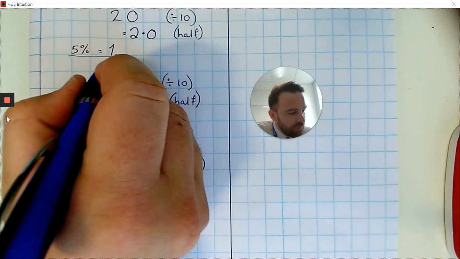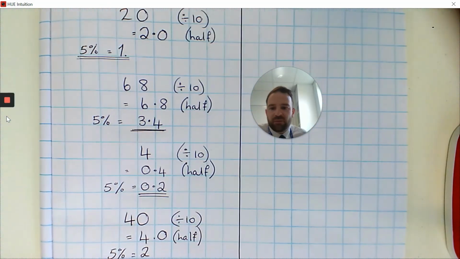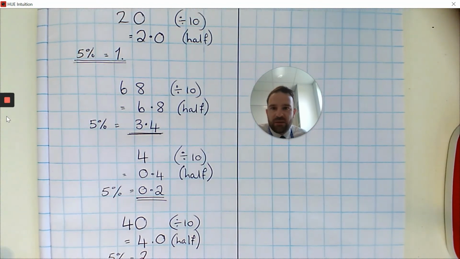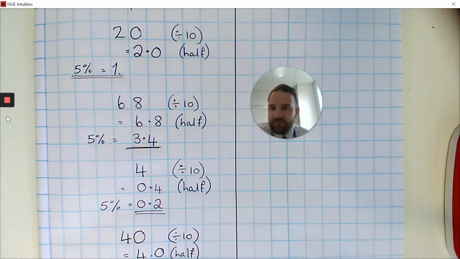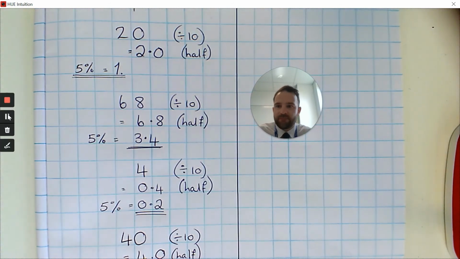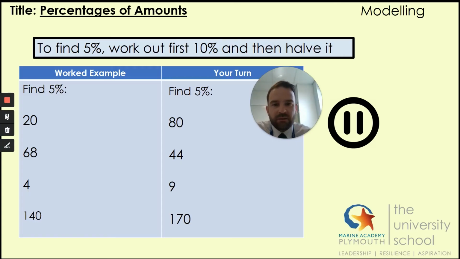Again, pause the video now if you'd like to copy down any of those examples with my steps next to it. And again, now it's your turn to find 5%, this time of 80, 44, 9, and 170. Pause the video now and spend 3 minutes working on those questions.